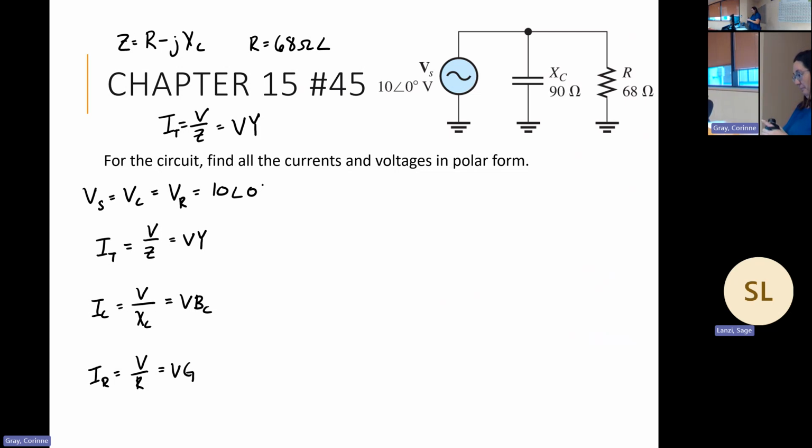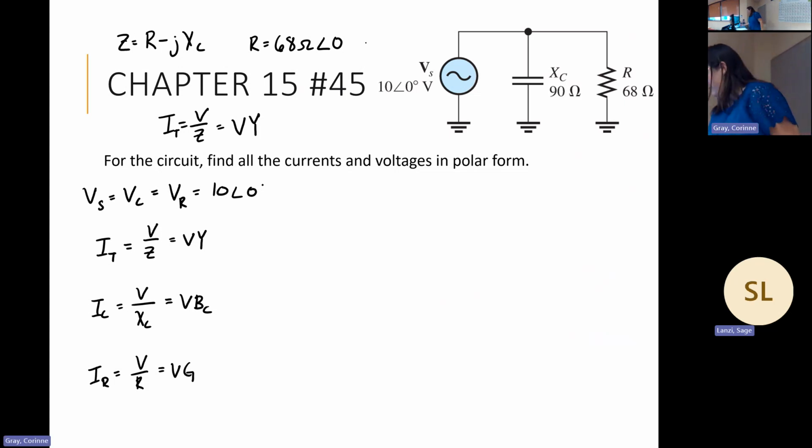It is going to be 0. There's no lag for the voltage across the resistor. It's just the same. But there is for the capacitor.